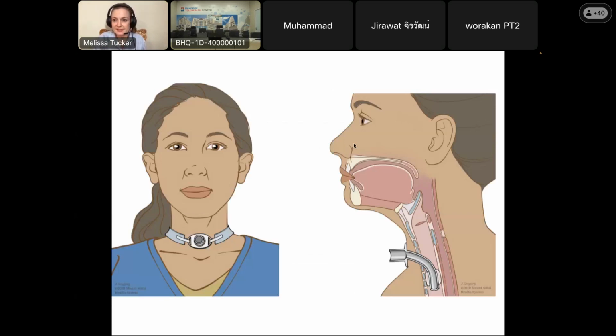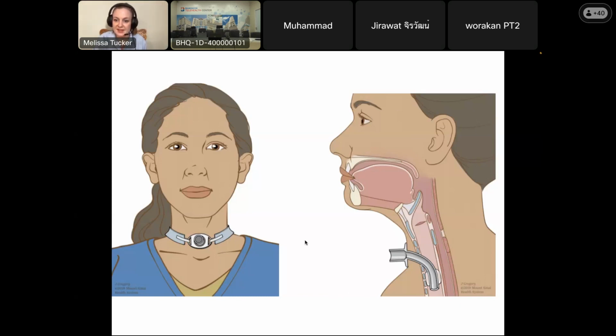Here's a diagram just for anyone who may be less familiar with the tracheotomy, just to review how it works. So here's a view of the patient externally. Here you can see the tube sitting in the trachea. In this diagram, this is the epiglottis. Here are the vocal folds. This is the thyroid cartilage and the cricoid cartilage.